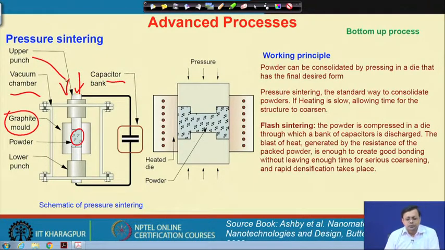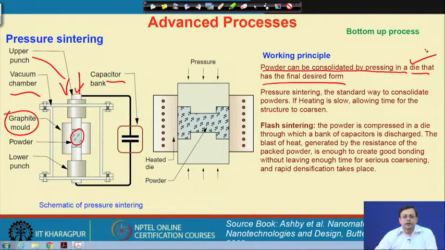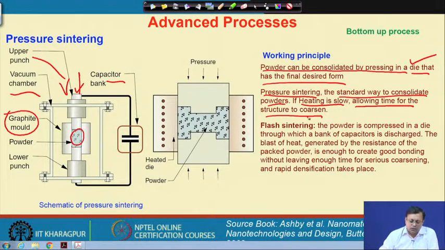So, pressure improves the sintering process. Powder can be consolidated using this kind of process inside a die. The die can be of different metals; it could be tool steel, it could be a graphite mold, and so on. In a pressure sintering process, the standard way to consolidate powder, this is a very common technique, like another technique you may have heard of, hot isostatic pressing. Okay. So, there the temperature is also used, allowing the time for the structure to coarsen. So, we need a heated die here.